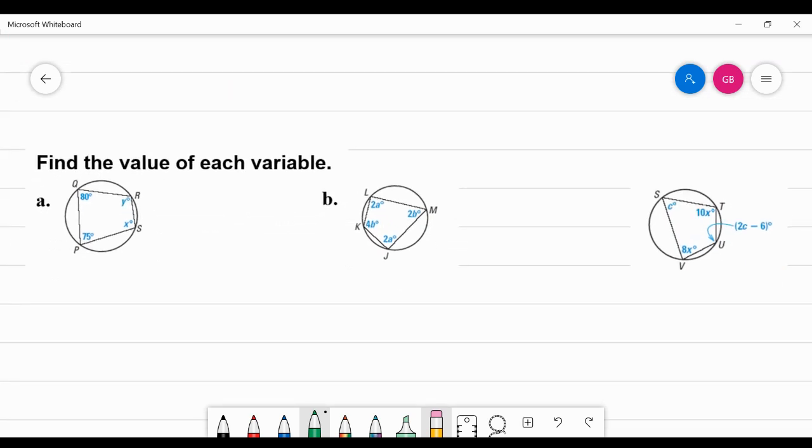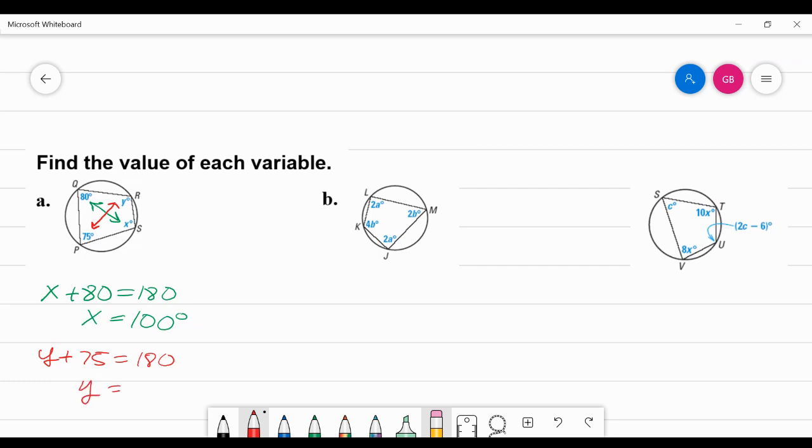Okay. And then these types of problems, find the value of each variable. So if you have a quadrilateral inscribed in a circle, that means that the opposite angles are supplementary. So if you need to recall that, supplementary means that they add up to 180. So that means that x plus 80 is 180. So x is equal to 100 degrees. Same thing for the y. y plus 75 is equal to 180. So y is equal to 105 degrees.